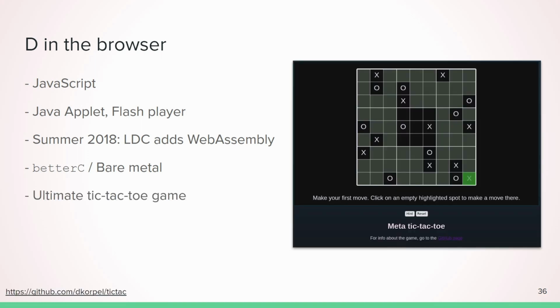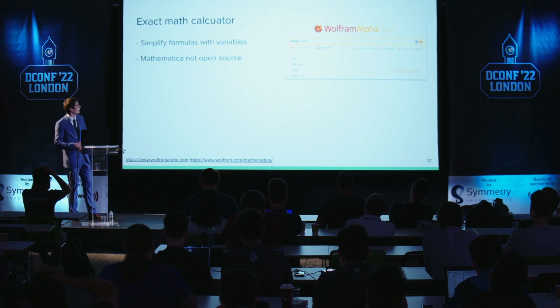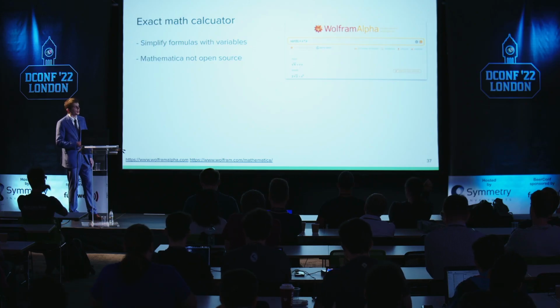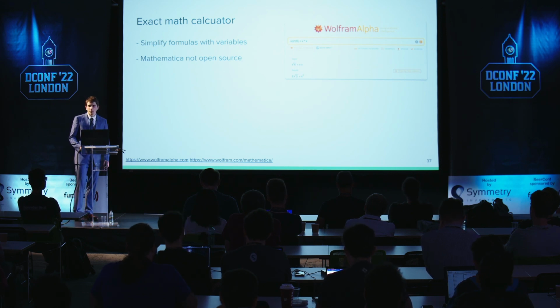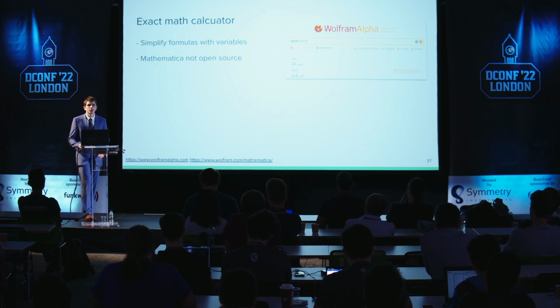At the time, I wrote a decent ultimate tic-tac-toe game, which is like an extension of tic-tac-toe that's a bit more interesting. And this was using better C. But an example that's a bit more impressive was my exact math calculator. So sometimes I want to simplify a formula with variables, like square root of x plus x times x. And you can go to Wolfram Alpha, type it in, and then it takes a while for the server to respond, but eventually it gives you some result. But this is not programmable. You can use Mathematica, but that's not open source.